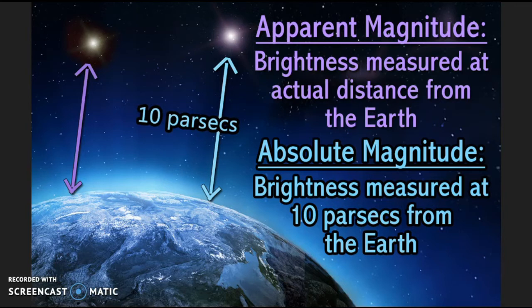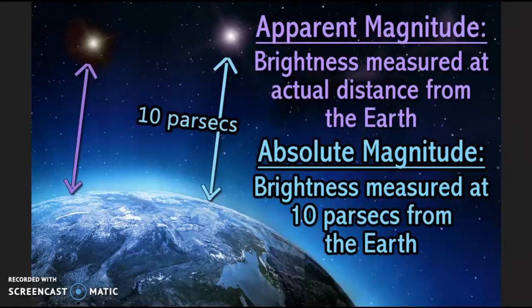So now we have two different definitions of magnitude. We have an apparent magnitude and an absolute magnitude. On the left, we see a star with the purple arrows. That's the apparent magnitude of the star. So if we just look out into the night sky and we see a star, that's how bright it looks from Earth. That's its apparent brightness, its magnitude.